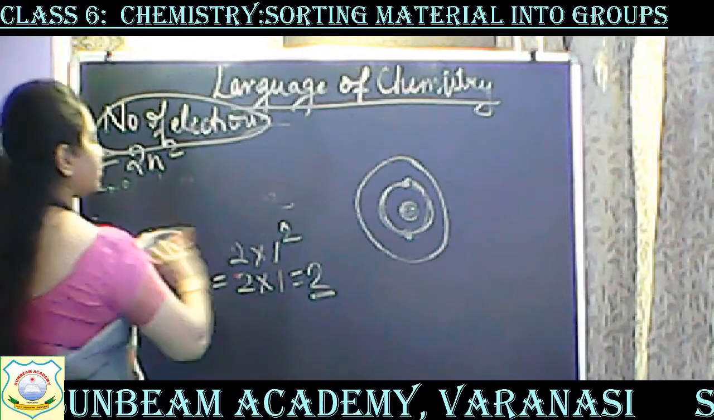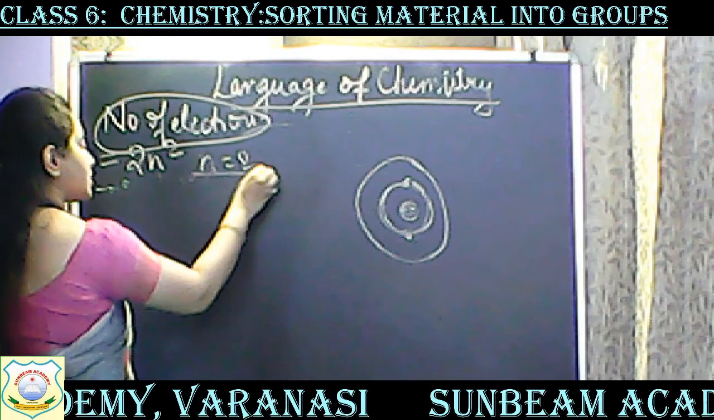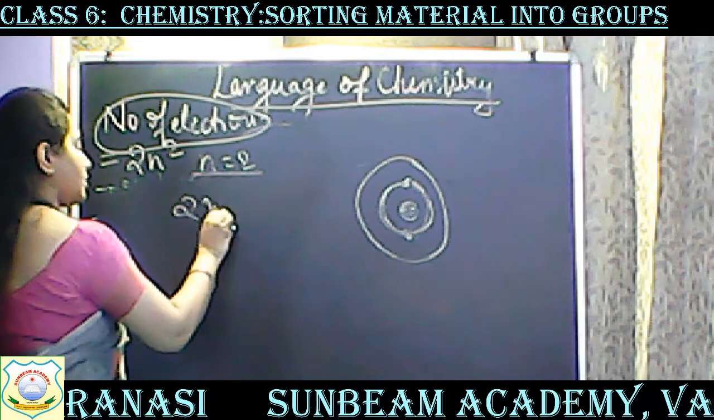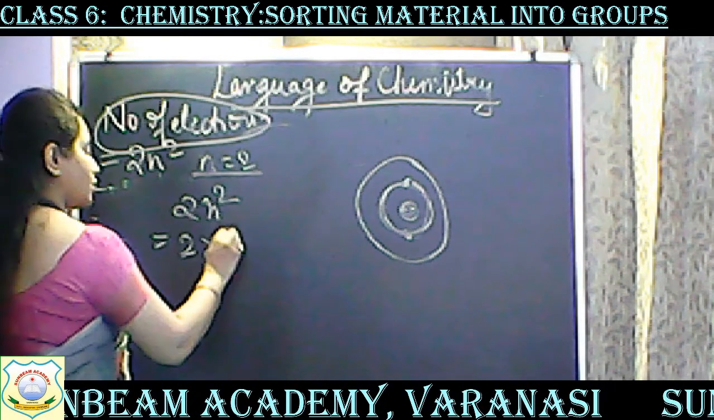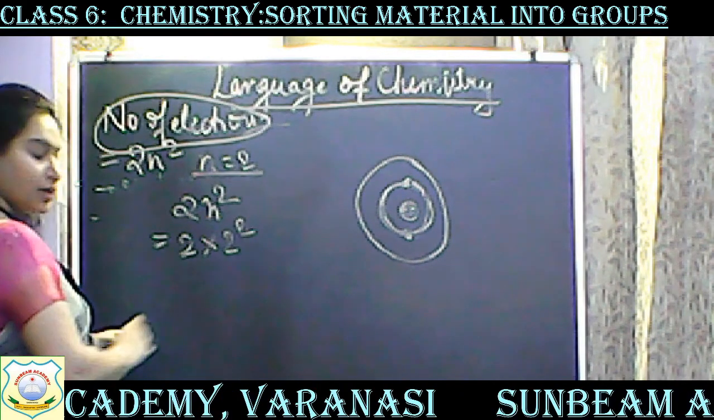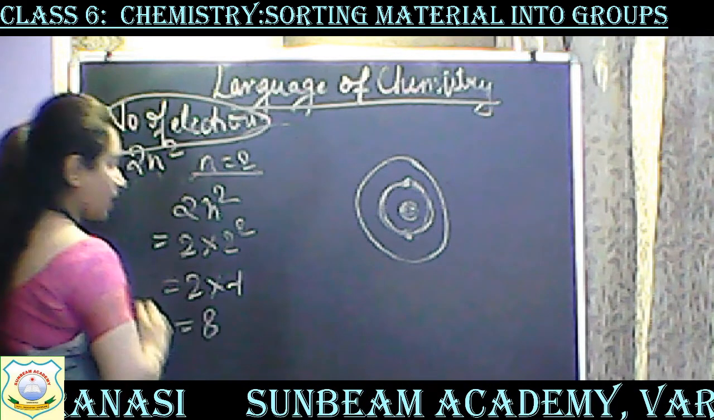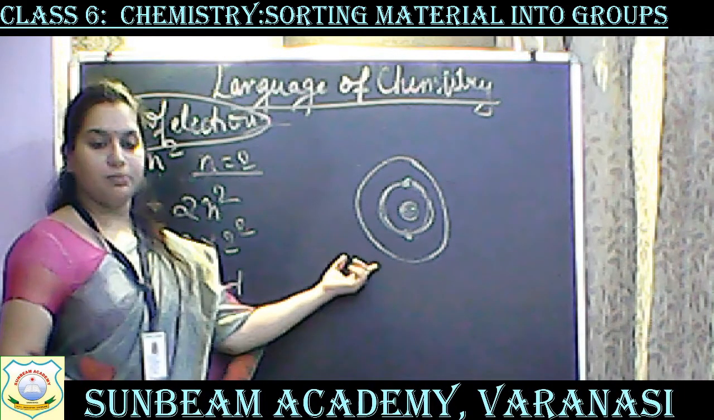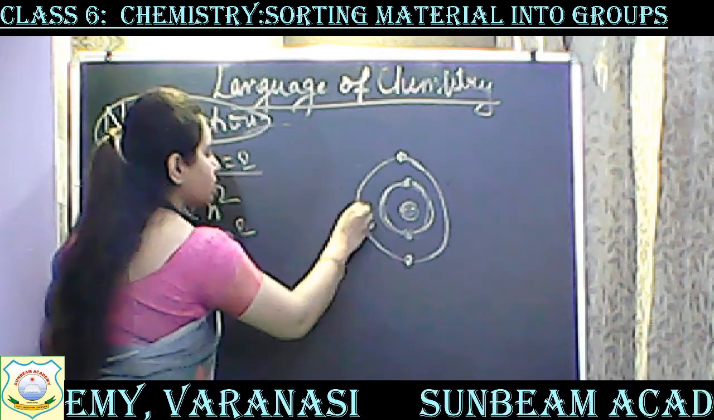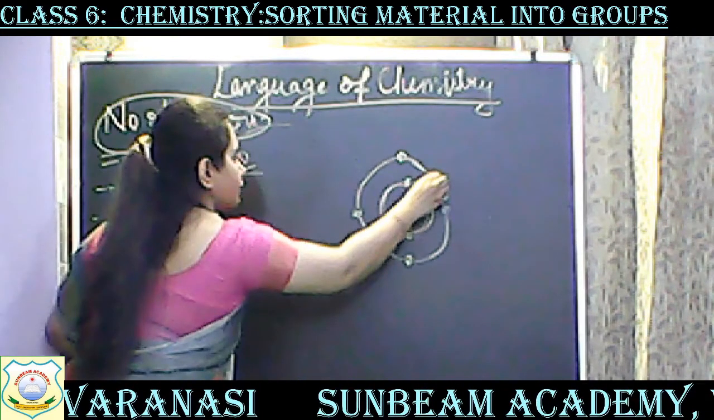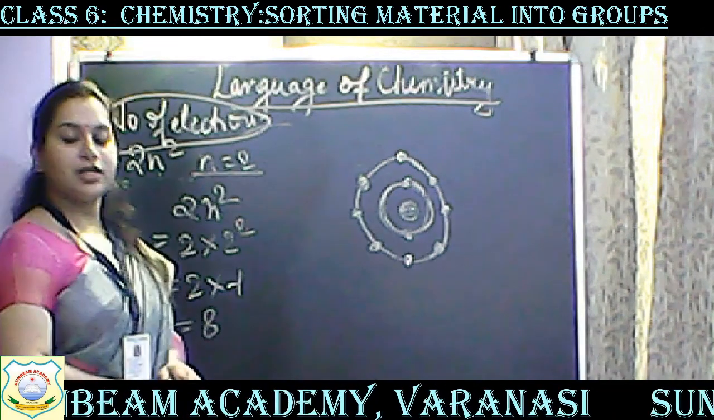For n is equal to 2, we will again put the same formula, 2n square. So what will it be? 2 into 2 square. Clear? So it will be 2 into 4, which is 8. So in the next shell there will be a maximum of 8 electrons. So we have 1, 2, 3, 4, 5, 6, 7, 8. Clear? So we have 8 electrons.